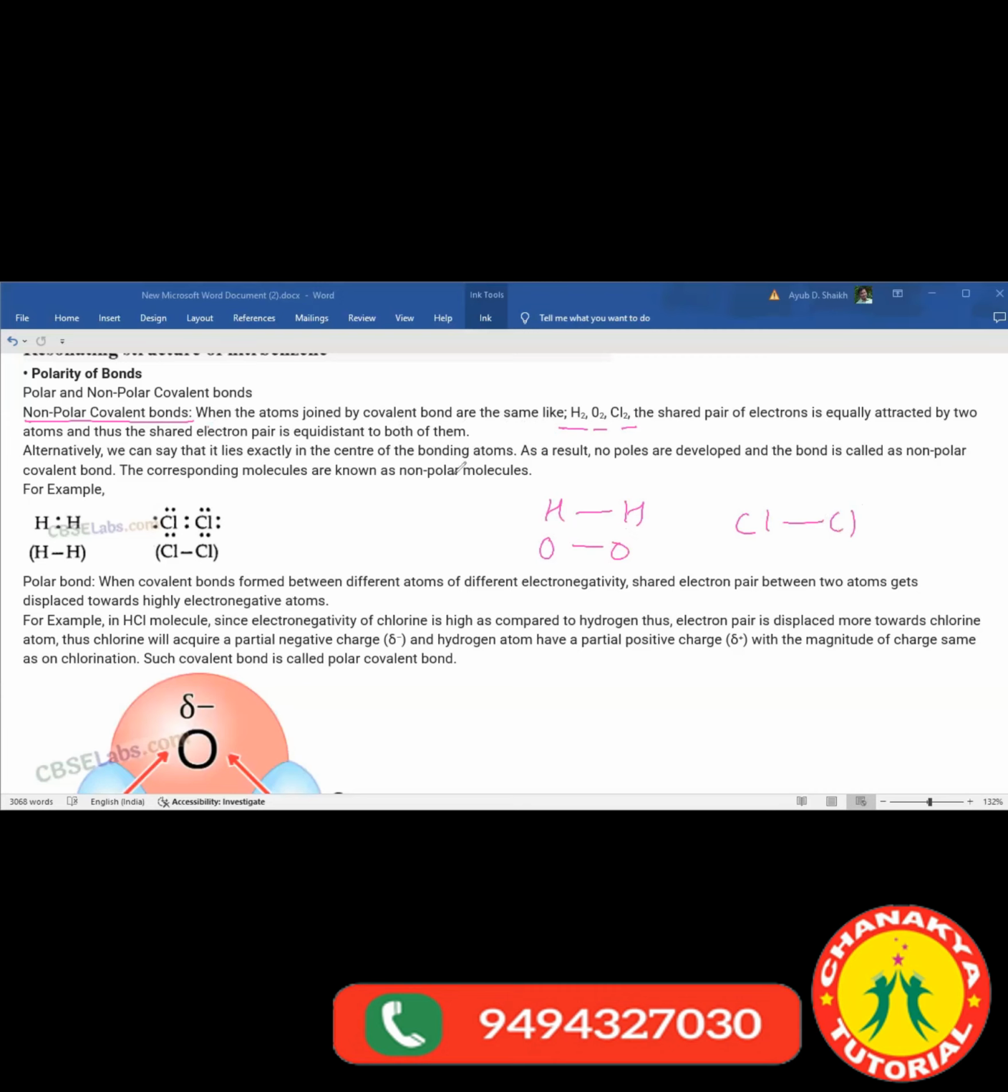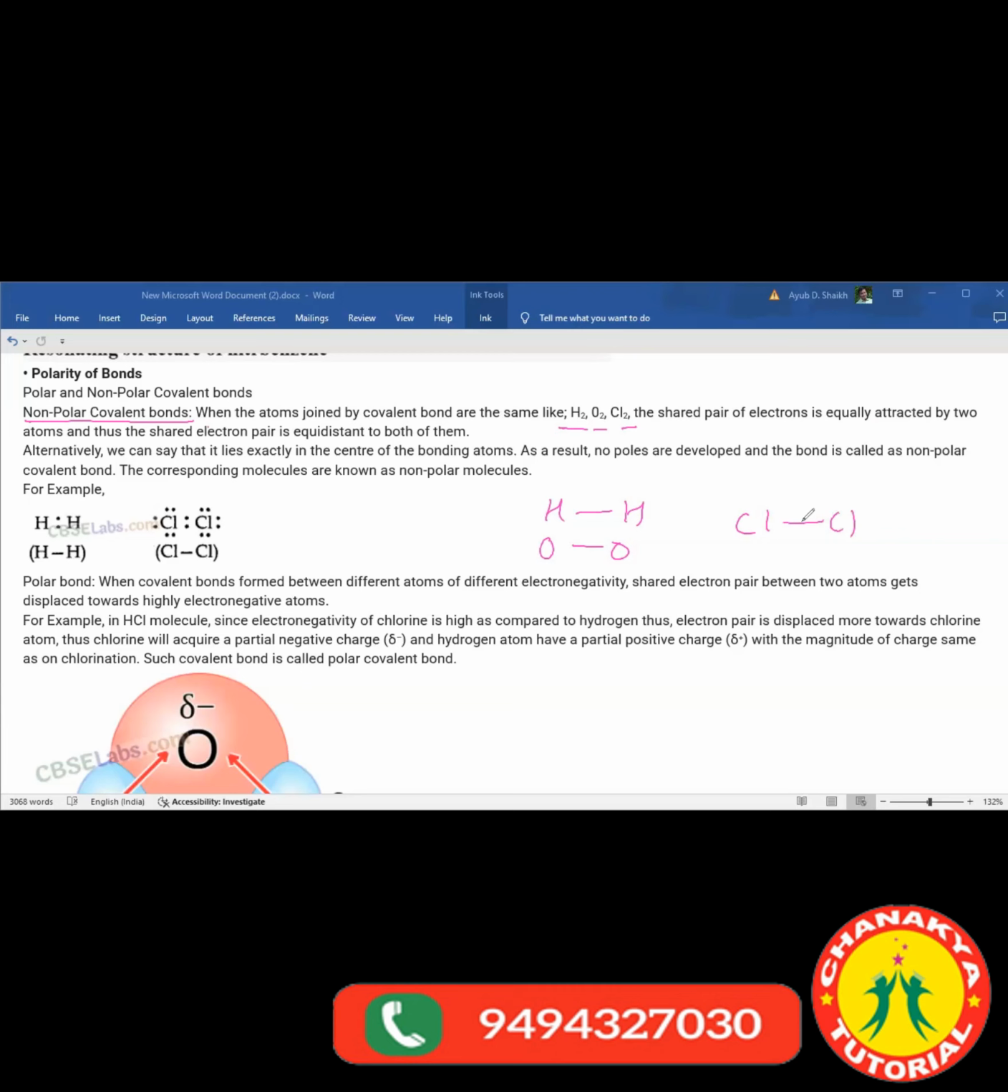In this case, what happened? Both the atoms are similar, right? So they share the electrons equally. Covalent bond is formed by the sharing of a pair of electrons. That means one electron would be from this chlorine, another electron from the other chlorine. So one pair of electrons would form one covalent bond. Okay, so this electron pair will be at the center.